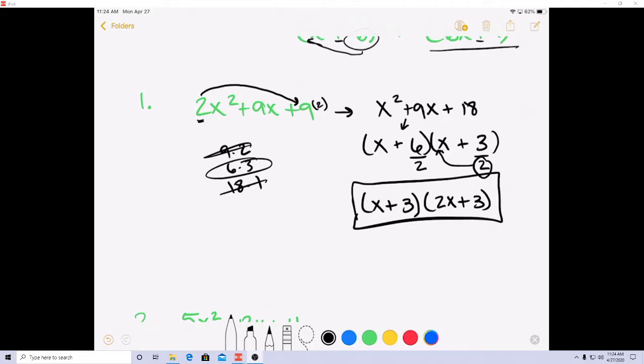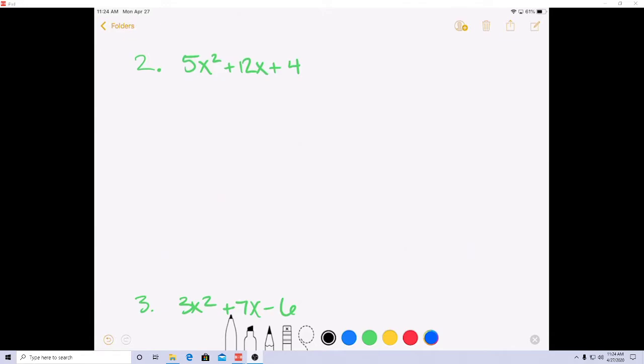If you wanted to check yourself, you could FOIL this back out, and you should end up with the same problem that you started with. Okay, let's do it a few more times. On this one, again, I'm sliding the 5 down and multiplying it by this 4, so I get 20 down there now. And then I reverse FOIL, so 2 sets of parentheses, x in the front of each.